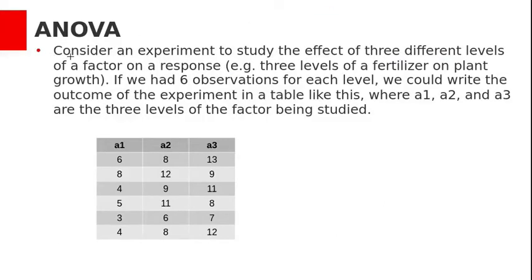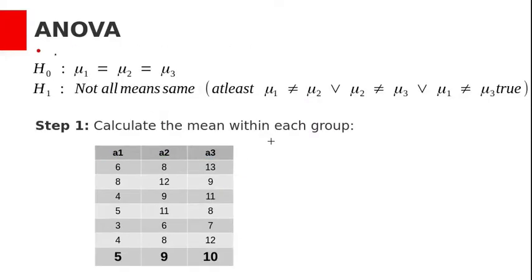Let's see one example for this ANOVA. Here 3 levels of fertilizer are used on plants. Suppose we had 6 observations for each level, like listed in this table. For the first level we have these observations, second level fertilizer, these observations, and third level, these are the observations for third level. Here there is only one factor, that is the fertilizer, but which is used in 3 different levels, A1, A2 and A3. So we can use one way ANOVA.